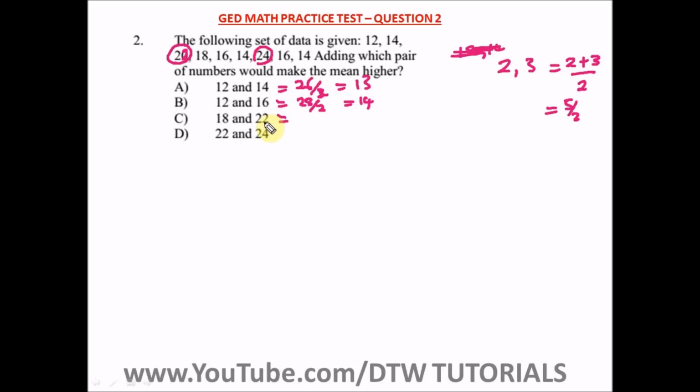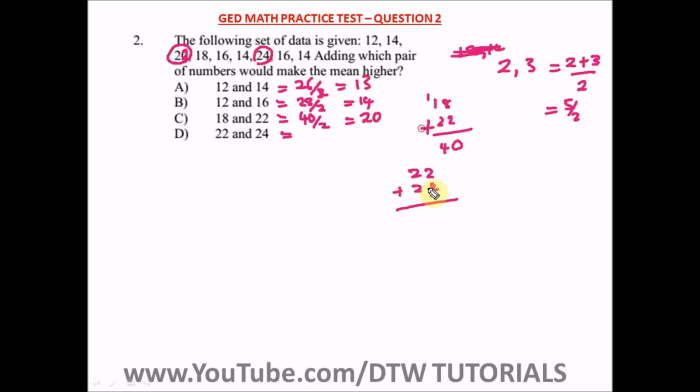And this is 18 plus 22. You have 8 plus 2, here will be a 0, carry 1, and 1 plus 1 is a 2, and 2 plus 2 will give us 4. So we have 40 divided by 2, and this will give us what? What's 40 divided by 2? It will give us 20, and here we have 22 plus 24, okay?